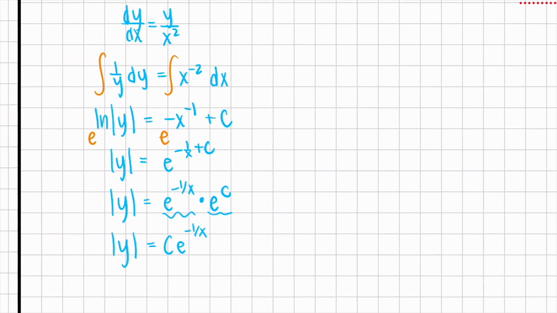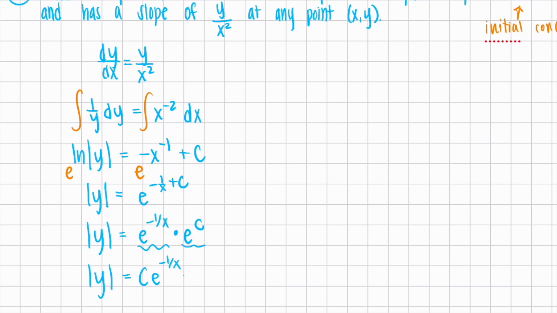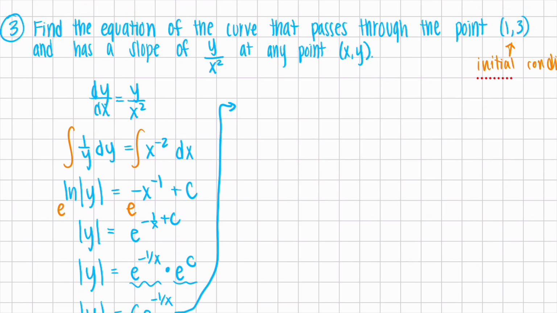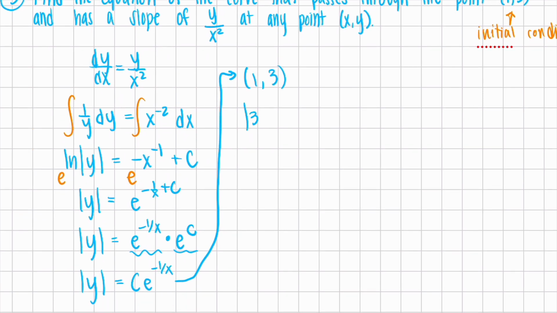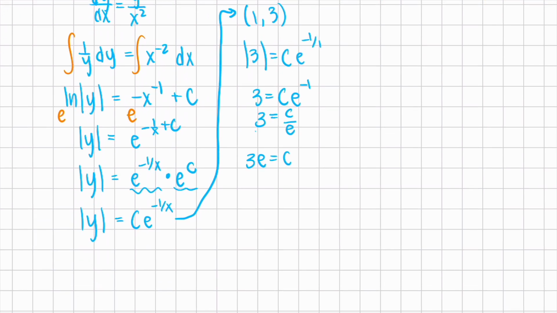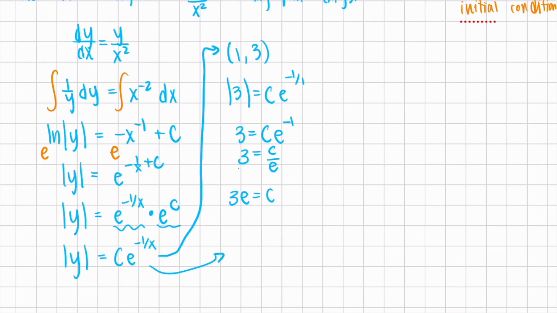Let's figure out our c using our initial condition. Our initial condition was (1, 3). So we're going to plug in, so I get 3 equals c times e to the negative 1. This is the same thing as 3 equals c over e. Multiply both sides by e, and I get c equals 3e. Plug in, so from here, I get absolute value of y equals 3e times e to the negative 1 over x.